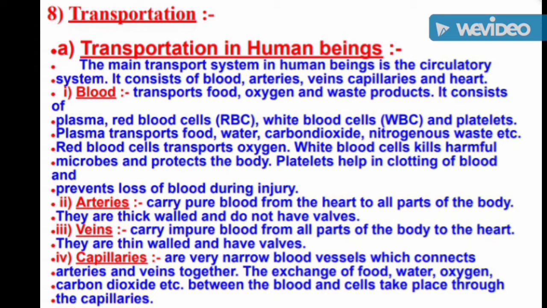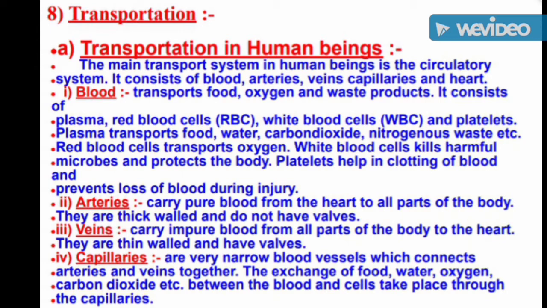Blood. What is the function of blood? Blood transports oxygen and waste products. It consists of plasma, red blood cells, white blood cells, and platelets. Plasma transports food, water, carbon dioxide, nitrogenous waste, etc.